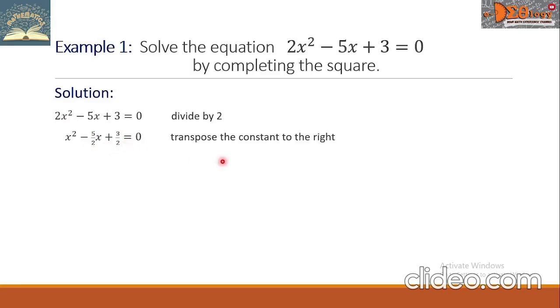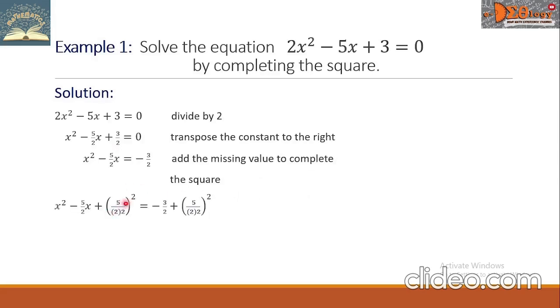Then we transpose the constant to the right. The constant is the 3 over 2. It comes to the right as negative 3 over 2. Then we add the missing value to complete the square. On the left side, we add that 5 over 2 times 2, and this fraction is raised to 2. Same value we add to the right side.